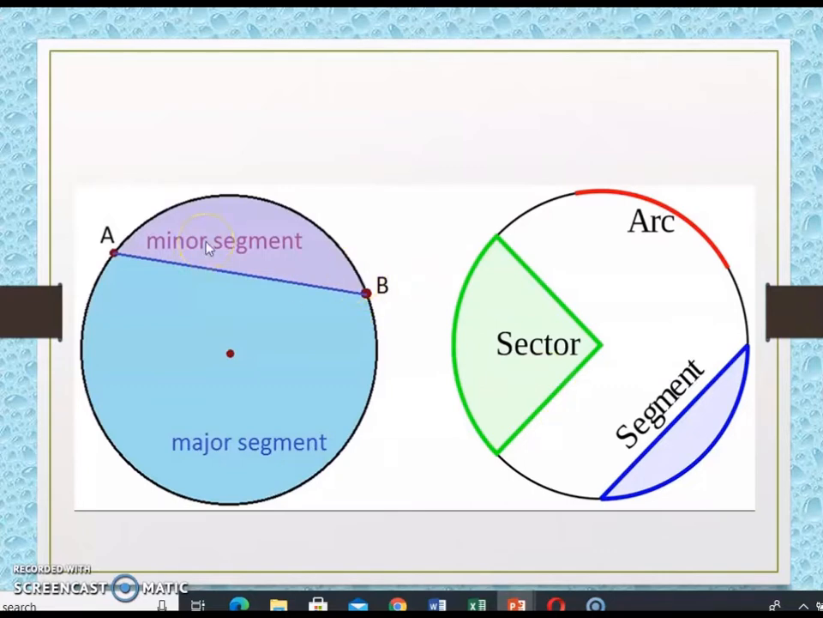Now when this chord, that is for drawing a segment, this chord that I am drawing, if that is passing through the center of the circle, then it will divide the circle into two equal halves. So both the portions will be semicircles. But if this chord is not passing through the center, then in that case, one minor segment will be formed and one major segment will be formed. Minor is obviously the smaller segment and major segment is the bigger one.